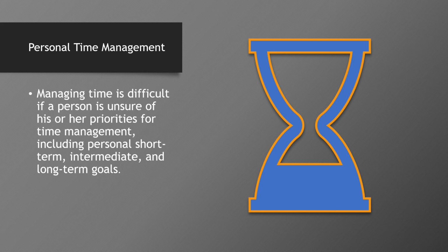Personal time management refers in part to self-knowledge. Self-awareness is a leadership skill. Managing time is difficult if a person is unsure of his or her priorities for time management, including personal short-term, intermediate, and long-term goals. A lack of punctuality, we've talked about, suggests that you do not value other people's time. When individuals lack self-awareness, they will find it difficult to find a balance between time spent on personal and professional priorities.